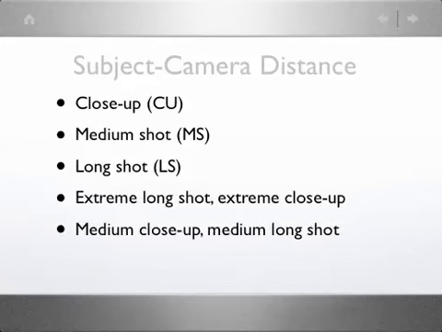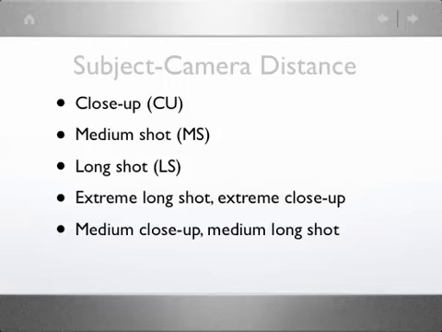Other gradations on the continuum of subject camera distance might include some that would fall between the three major points on the continuum. So between what would be considered a close-up and what would be considered a medium shot, you might have a medium close-up, which might show a person's head and shoulders, from the shoulders up, which would not exactly be a close-up and would not exactly be a medium shot, but would fall in between the range of the close-up and the medium shot.